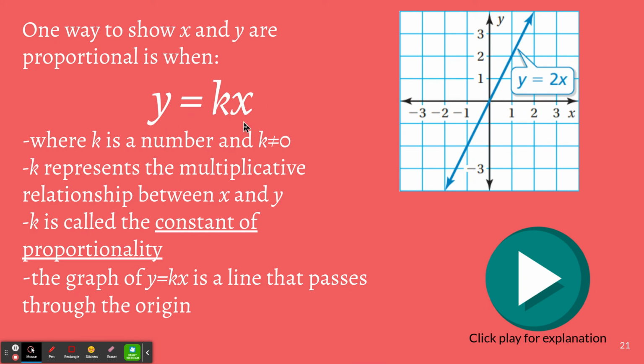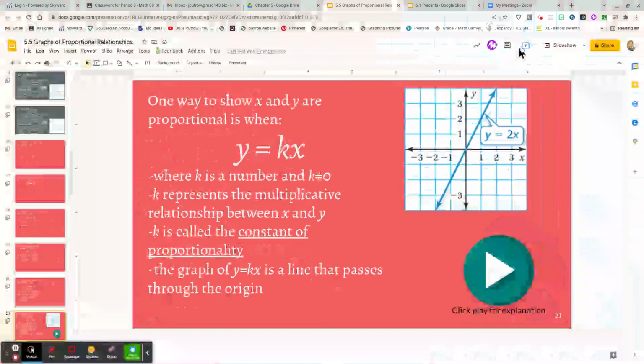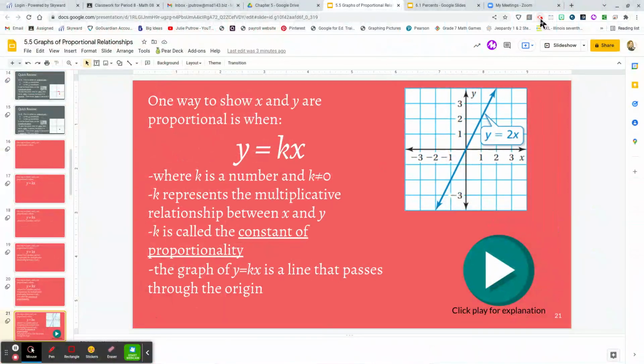If you're given an equation where you have Y equals some number times X, then yes, X and Y are proportional. So those are two other ways to prove that X and Y are proportional. One, the equation is written this way, and two, the line will pass through 0, 0.